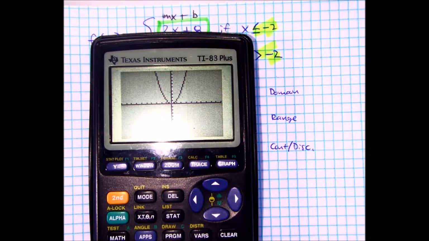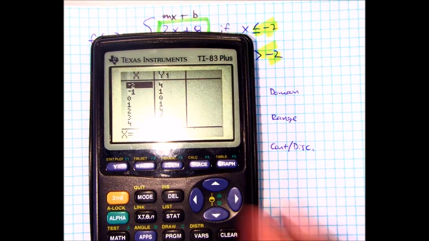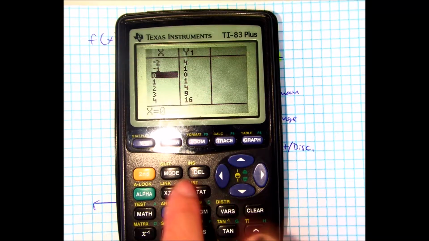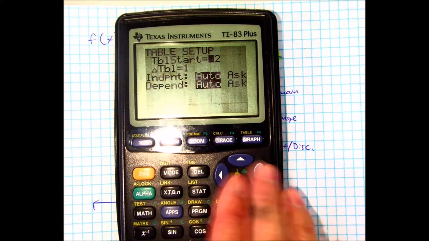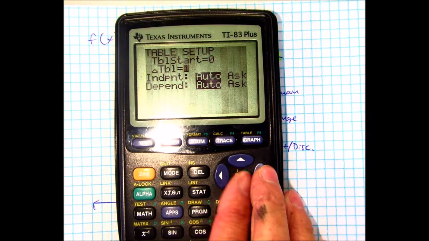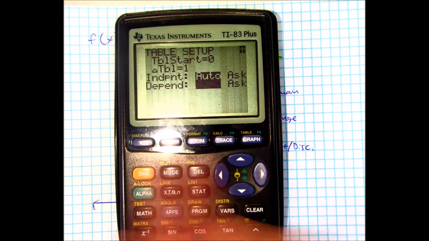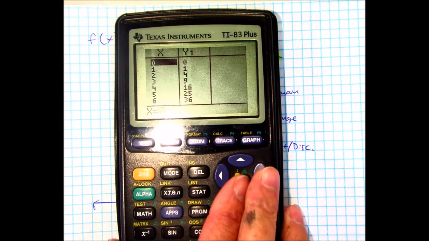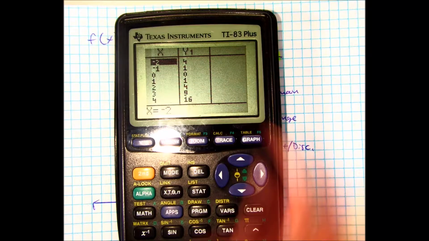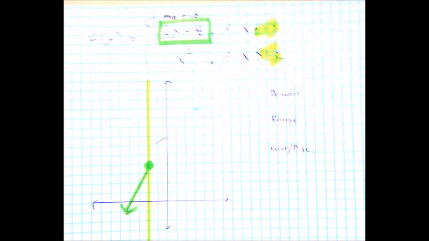Now it looks like it, but I can also use my table. So second graph. And if you set your table to do automatic and automatic, so second window, you can start at any number. You can start at 0 if you want. Table values change by 1, and I have auto and auto. So second graph, and now it's actually giving me numbers, and I can actually graph those. So I can do negative 2, 4, negative 1, 1, 0, 0, 1, 1, 2, 4.